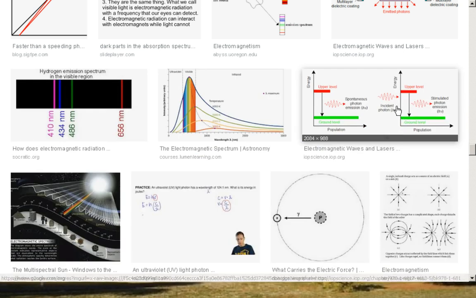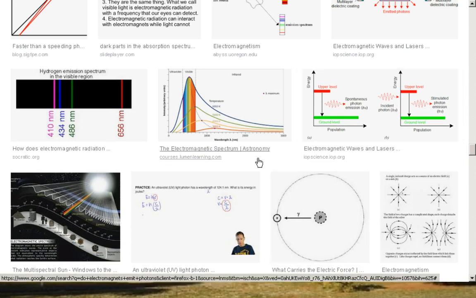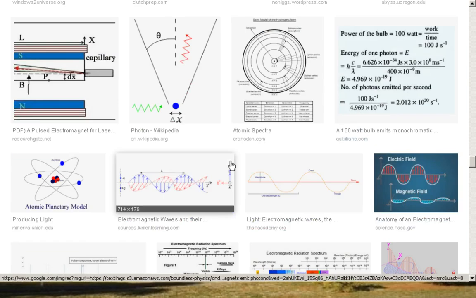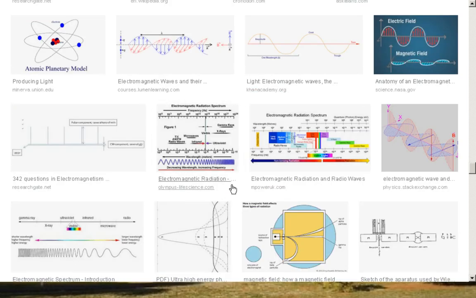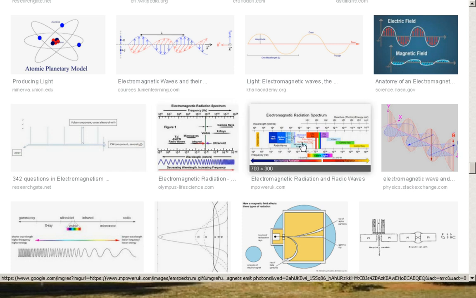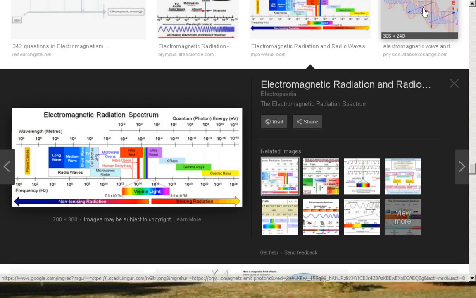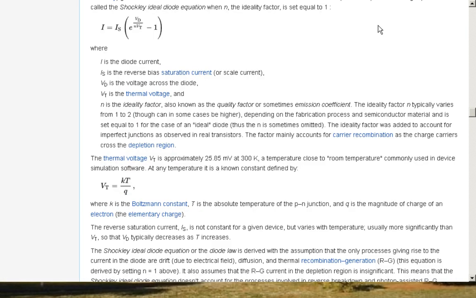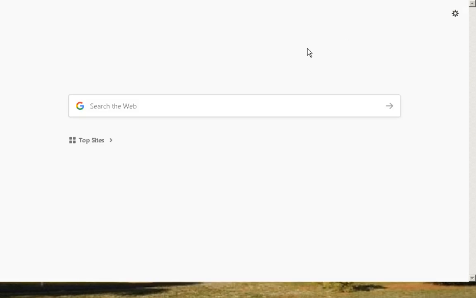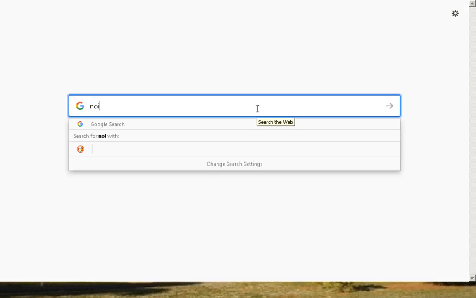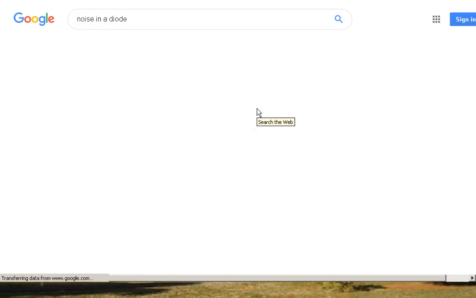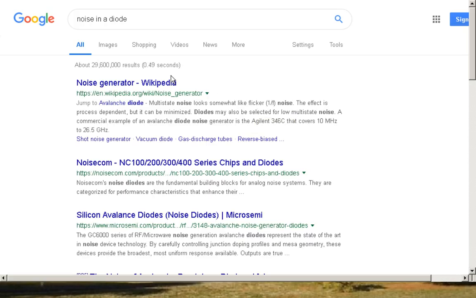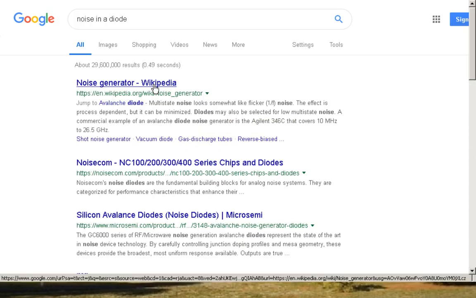Light can't. But light is electromagnetic radiation, though. It's just how it reacts. There's just always this thing about it, you know. Anyway, let's go back and look at diodes. So diodes got voltage, there's noise. Noise in a diode, let's see. Yeah, we gotta talk about noise generators.